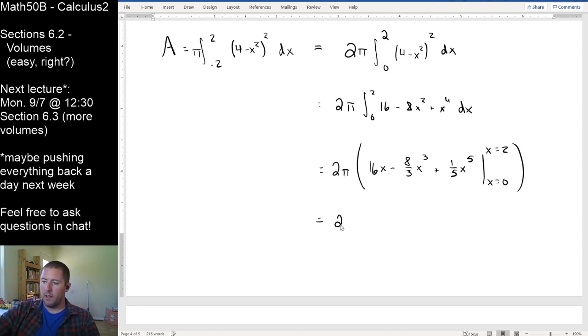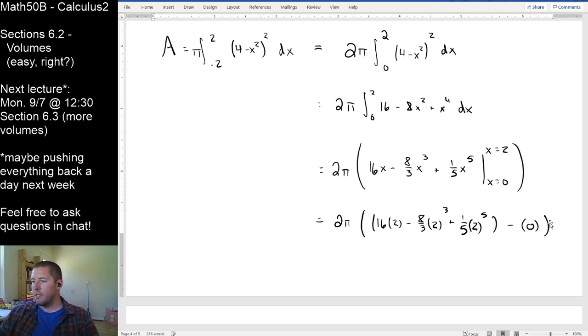So all I'm going to get here is 2 pi times, and we got our first grouping, which is 16 times 2 minus 8 thirds times 2 cubed plus 1/5 times 2 to the 5th. That's our first grouping, minus just 0 over there. I plugged in 0 and I can see I'm getting 0.